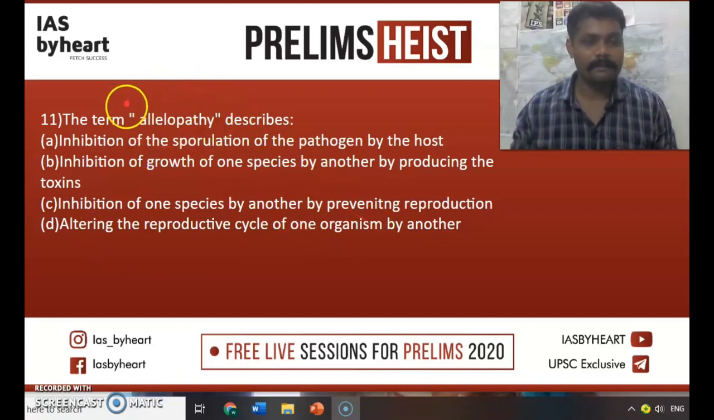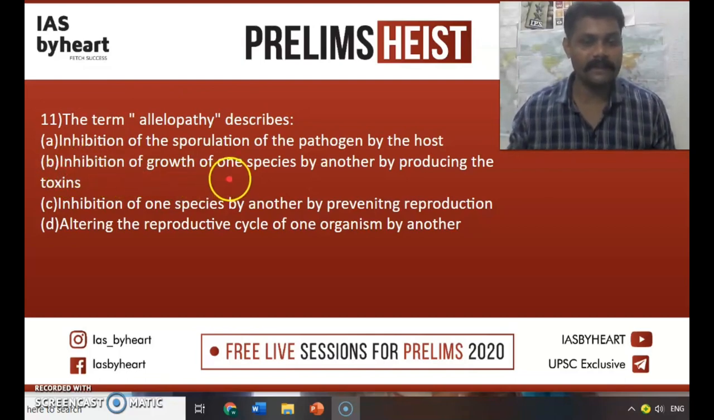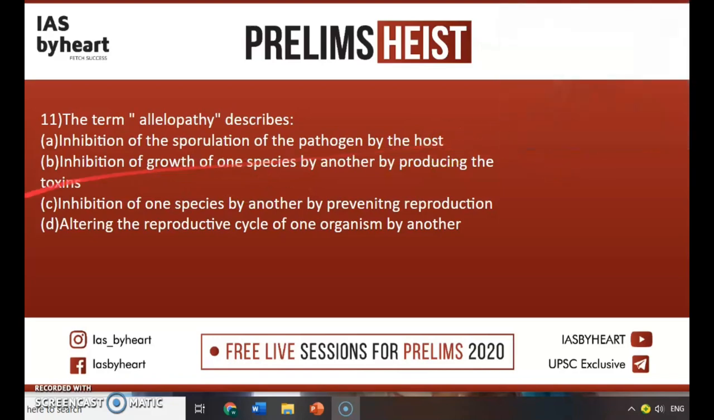Allelopathy means plants secrete some enzymes which are detrimental to some pests. So that's what is meant by allelopathy. So that's our option B: inhibition of growth of one species by another by producing the toxins. Here is our explanation.